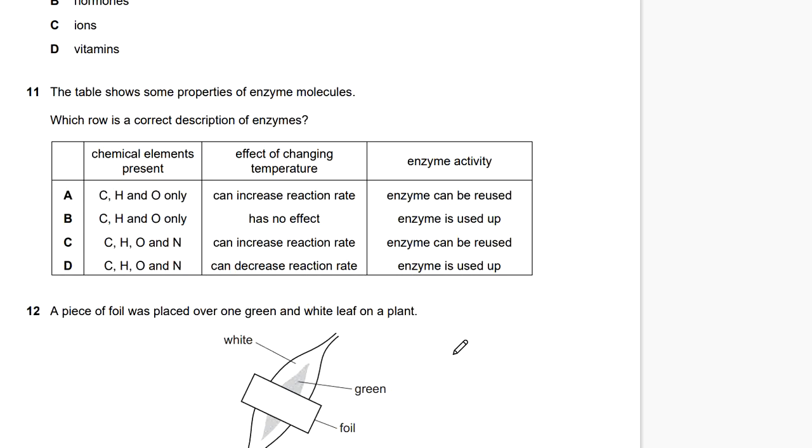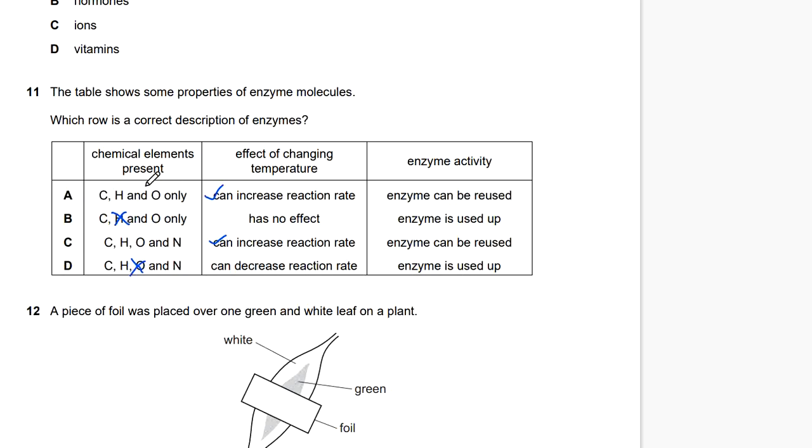The table shows some properties of enzyme molecules. Which row is a correct description of enzymes? Of course, enzymes can increase reaction rate. So we have here two choices that have the same one. It can increase reaction rate. That is the characteristic of an enzyme. So we will be removing these choices.